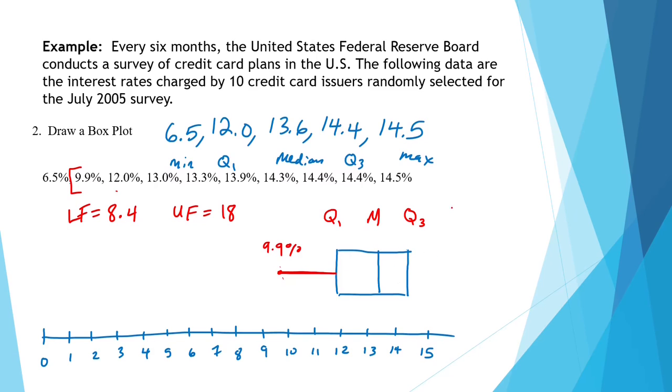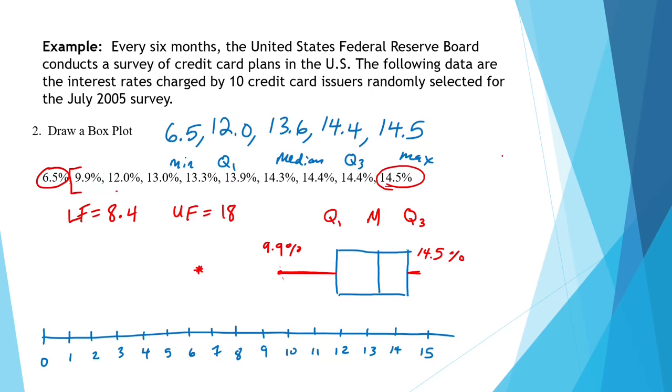Now for the upper fence, we know that the value that's just inside our fence, below the upper fence, is 14.5. So I'll extend the whisker to 14.5. The last thing we need for this graph is the outlier, and recall the outlier was 6.5. So we'll plot 6.5 as an asterisk or a dot, and that's our complete box plot.